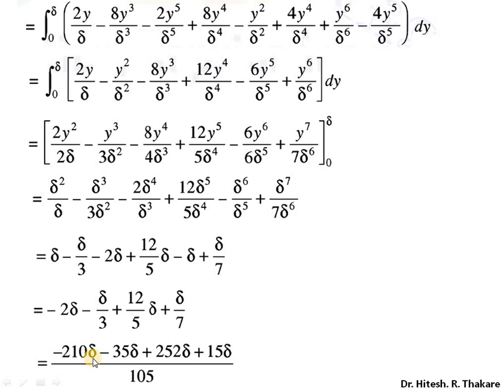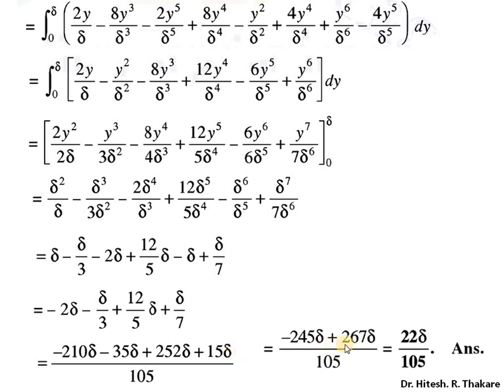This is minus 210. This is minus 35. So that's minus 245. This is positive 252. So this becomes positive 7 delta plus 15 delta. So in total 15 plus 7, that's 22 delta divided by 105. This is the answer for energy thickness.